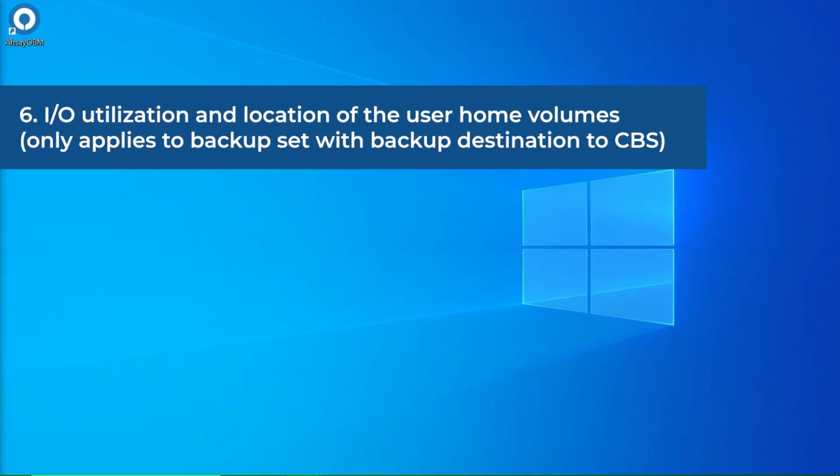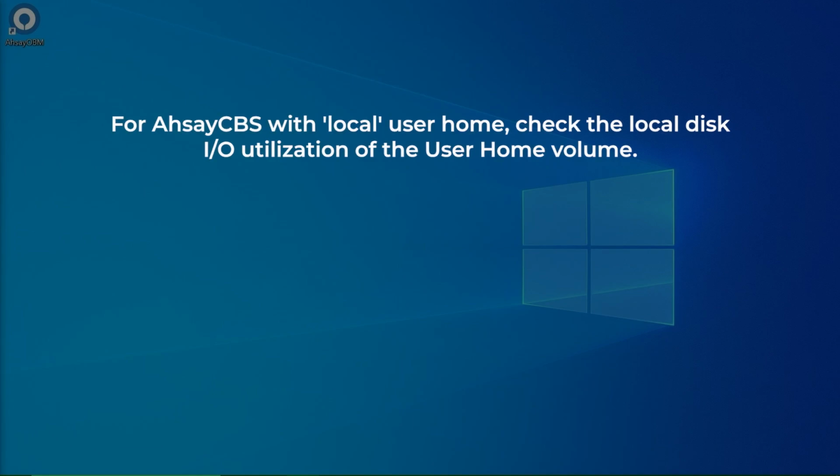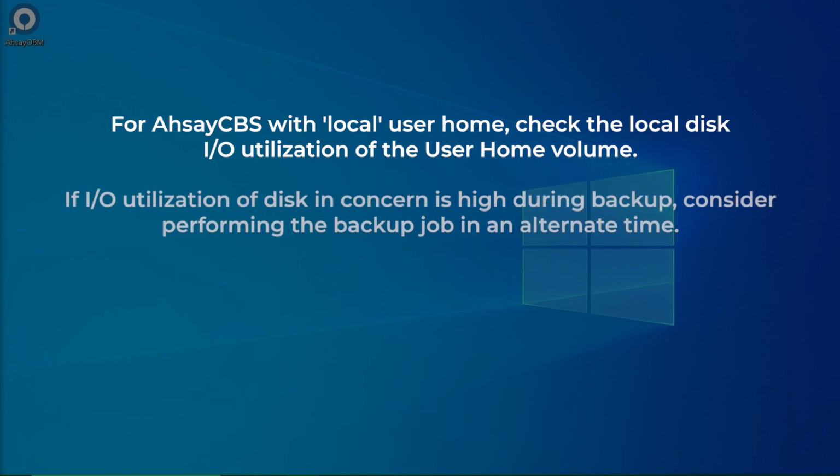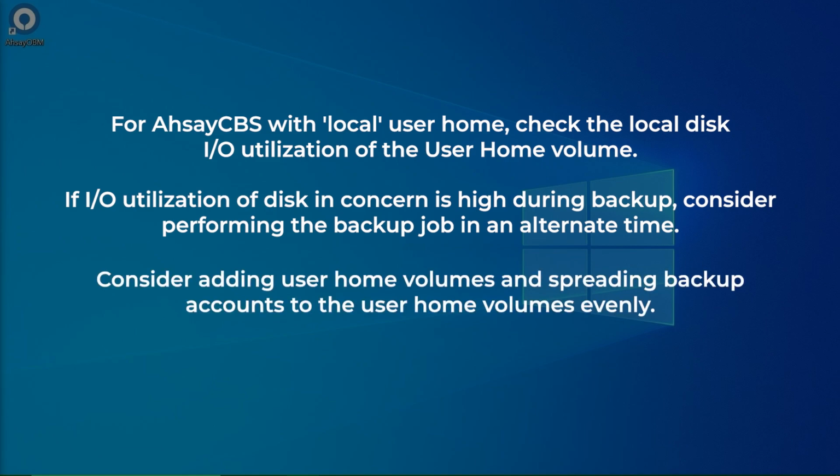6. I/O utilization and location of the user home volumes. This only applies to backup sets with the backup destination set to CBS. For AhsayCBS with local user home, for example a locally attached disk, check on the local disk I/O utilization of the user home volume. If the I/O utilization of the disk in concern is high during the backup, consider performing the backup job at an alternate time.